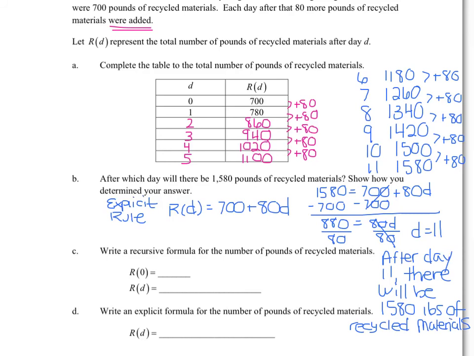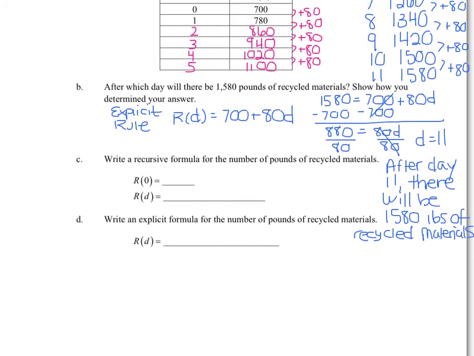Part C. Well, one quick thing about Part B is just make sure, no matter how you do it, you have to show how you determined your answer. So if you're continuing the table, if you're doing this work, you just need to show your work.